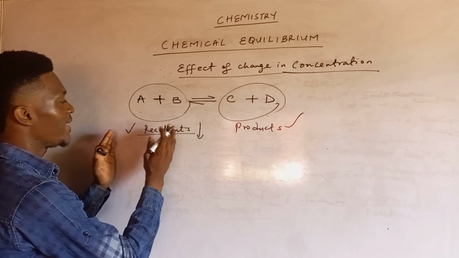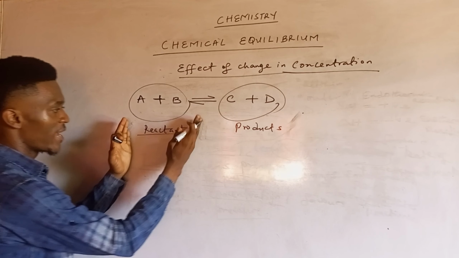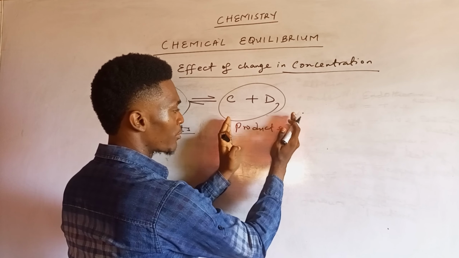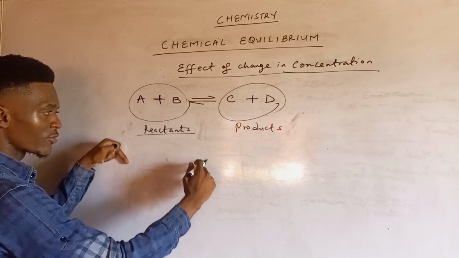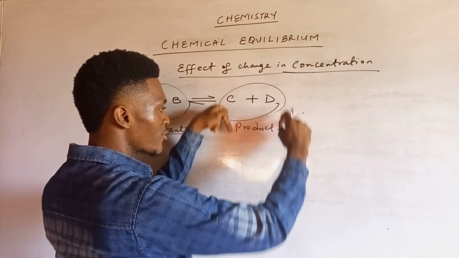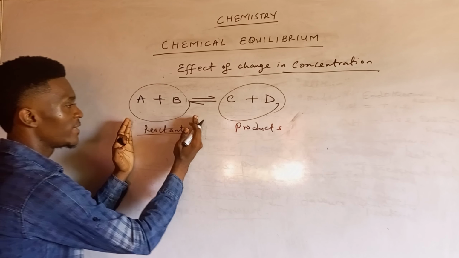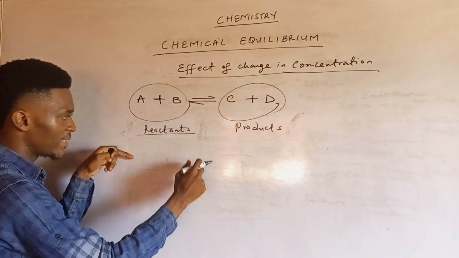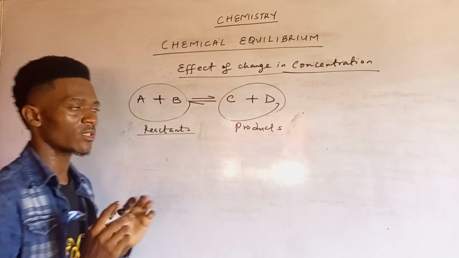So it means if I increase the concentration of this reactant, the products get favored. If I increase the concentration of the products, the reactants get favored. If I reduce the concentration of the reactants, the reactants are favored. If I reduce the concentration of the products, the products are favored. You get the clear concept. So increasing this will favor this part, increasing this will favor this, reducing this will favor this, and reducing this will favor this. That's just the clear concept.